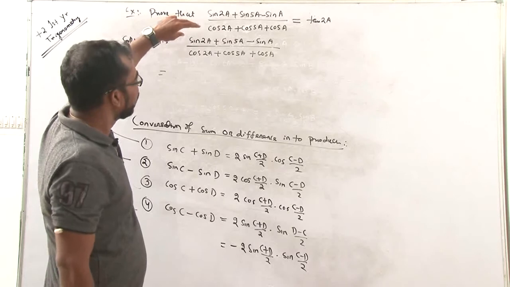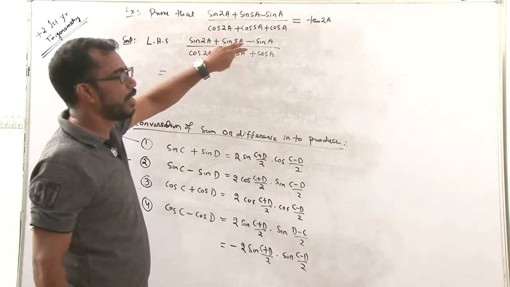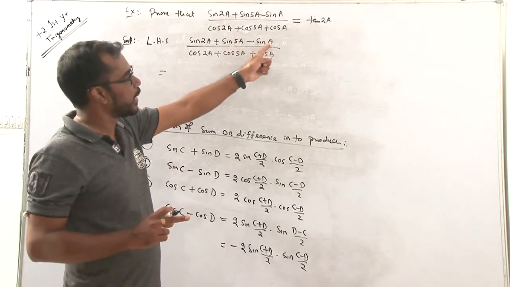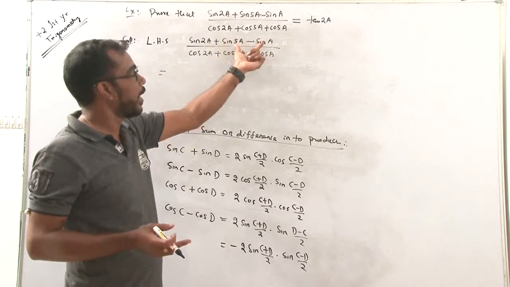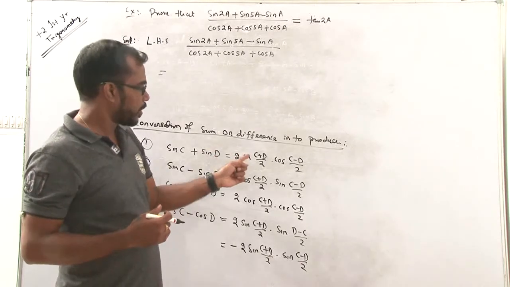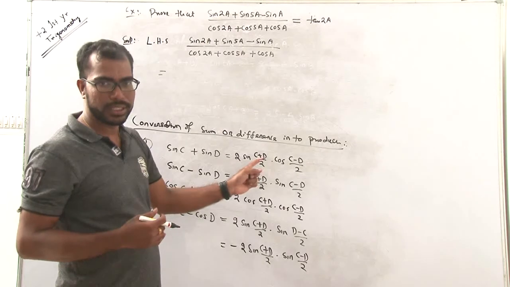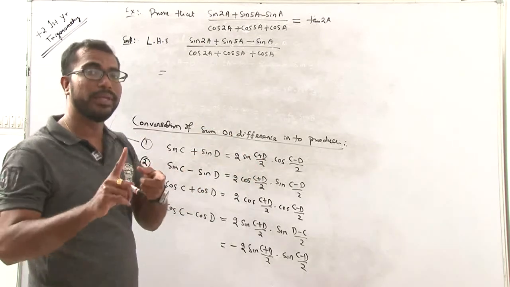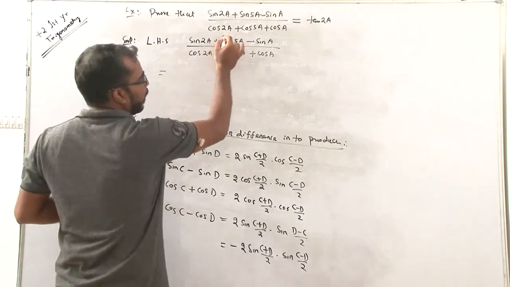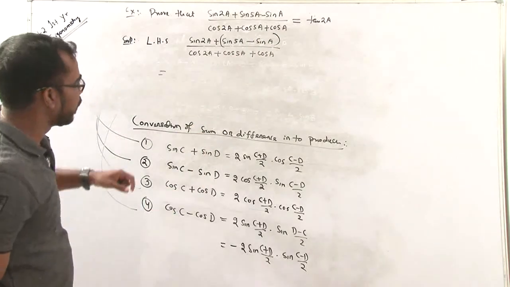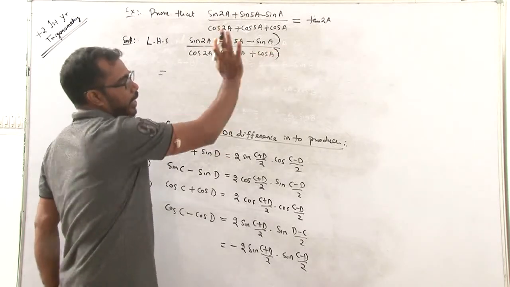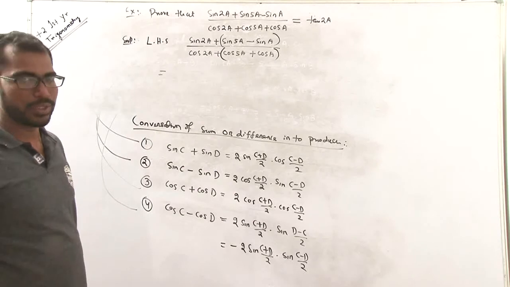If we take the first 2, 2a and 5a, if we add them, it is odd. But if we take the last 2 terms and add them, we get 6a, which is even. Because the formula has (C plus D)/2, we take the terms whose sum is even. So here we take the last 2 terms. Similarly, in the denominator we can also take 5a and a.